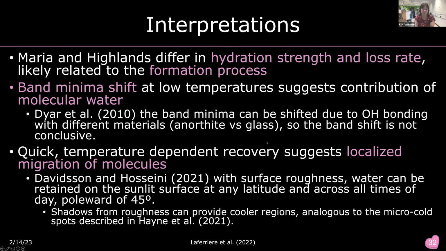Some previous work, Davidson and Hassani 2021, found that with surface roughness, water can be retained on the sunlit surface at any latitude and across all times of day if it's polewards of 45 degrees. And so our thinking is along the lines of shadows from roughness can provide these cooler regions, analogous but not quite the same as the micro cold traps described in Hain et al. 2021. Instead of being cold traps where they're trapped there, they're more like cool spots where molecules can hang out for and survive a little bit longer.